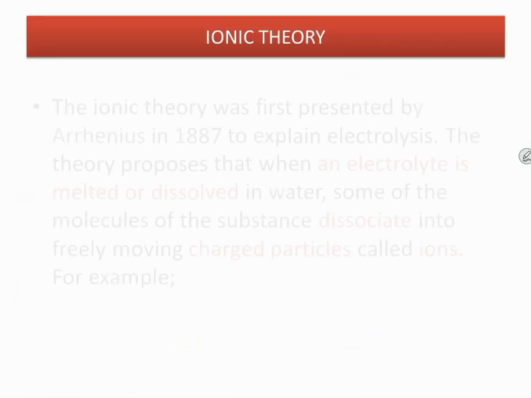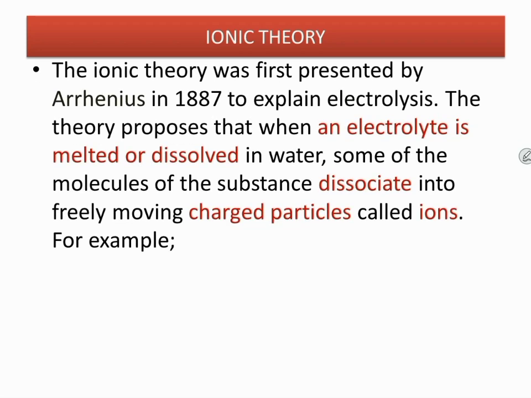Now, the ionic theory. According to Arrhenius in 1887, he proposed that when an electrolyte is melted or dissolved in water, some of the molecules of the substance dissociate into freely moving charged particles, and those particles are called ions. For example, if you dissolve your salt, sodium chloride, in water, or when it is melted into liquid form, it's going to exist as sodium ion, which is Na plus, and chloride ion, which is Cl minus.